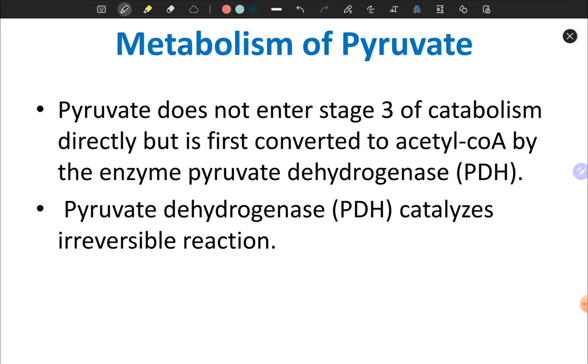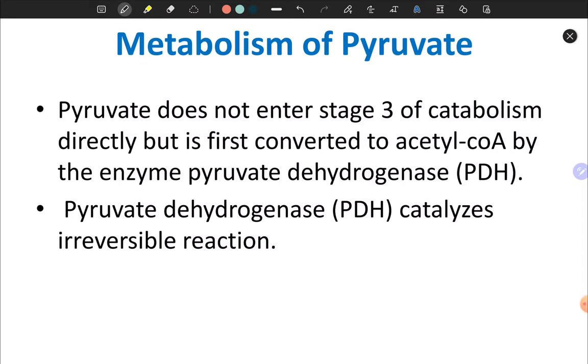Without mitochondria or oxygen, anaerobic glycolysis will continue as lactate or lactic acid. While if the cell has mitochondria and sufficient oxygen, this will continue aerobically. So pyruvate does not enter stage three, the TCA cycle, directly, but it's first converted to acetyl CoA by the enzyme pyruvate dehydrogenase.